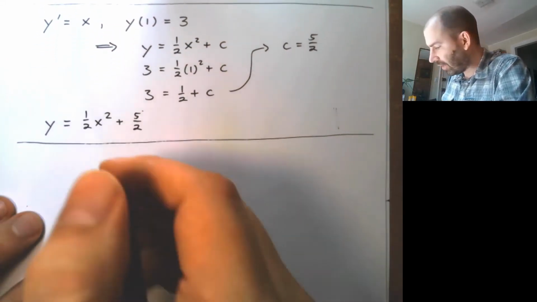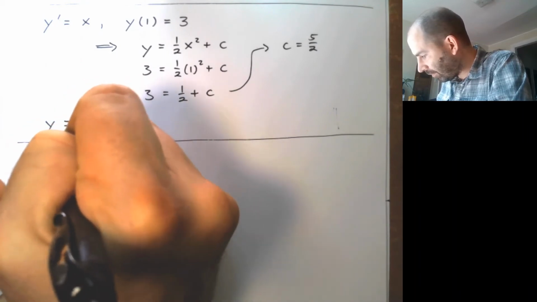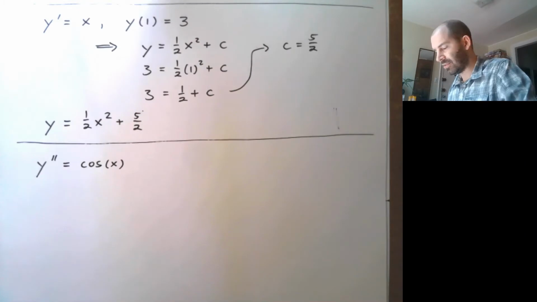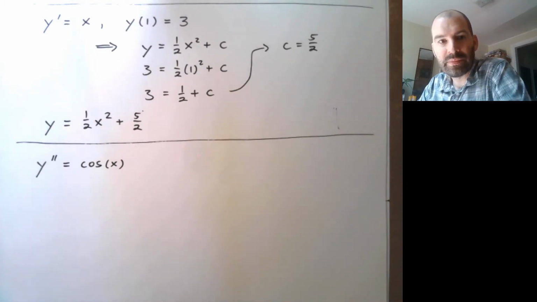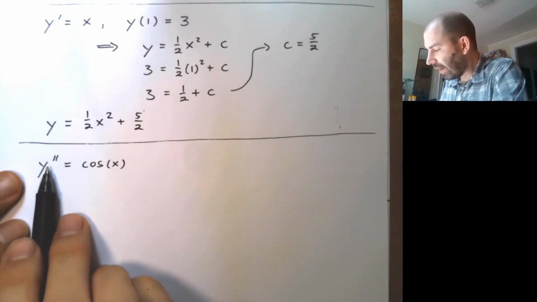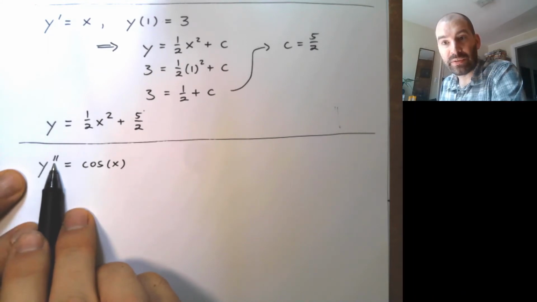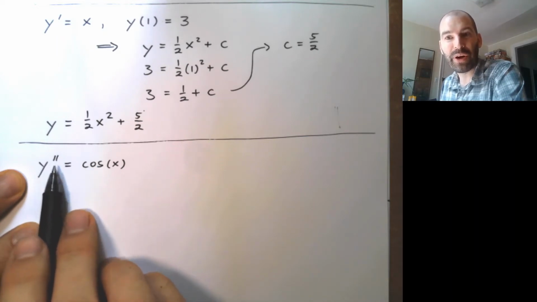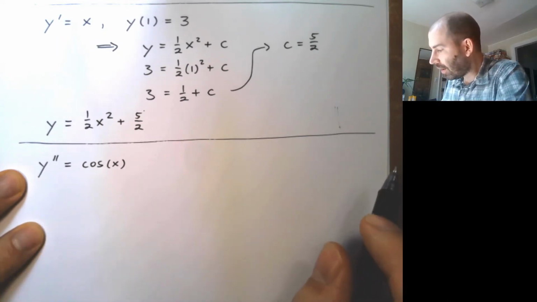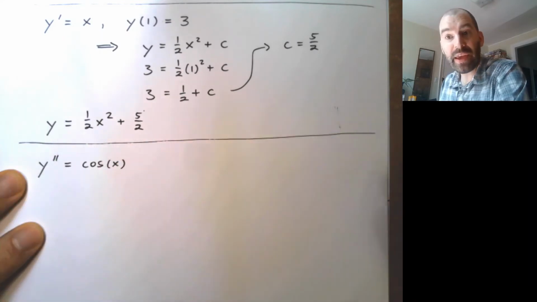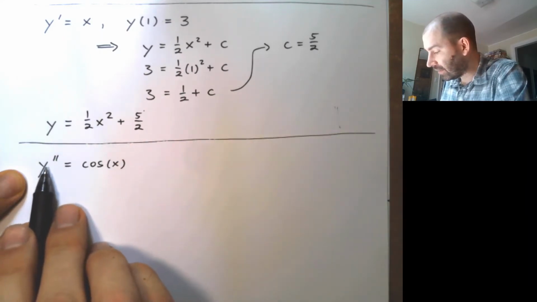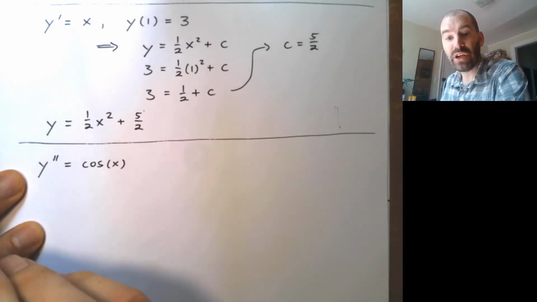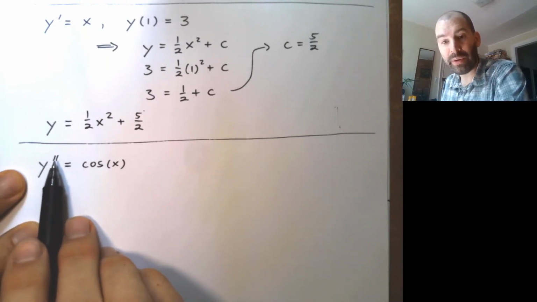Let's look at something like y double prime equals cosine x. Okay, so here I have a second order differential equation where y double prime is a function of x. Well, I can do the same thing here. I can start getting rid of derivatives by anti-differentiating. So if I anti-differentiate once, I go from y double prime to y prime.